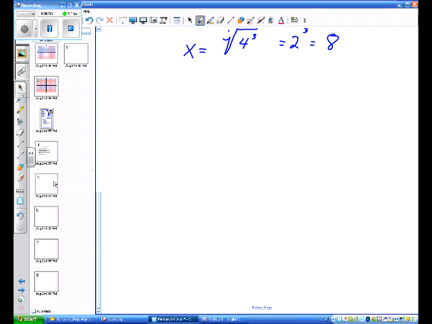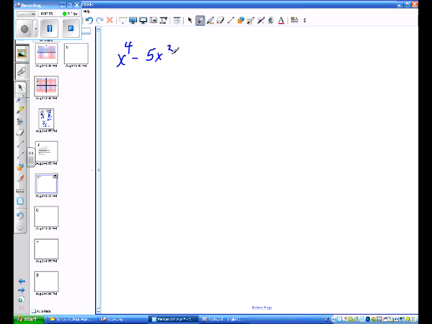Okay, we also want to look at solving equations that are in a quadratic form, but they're not quadratics. But they can be written in the form of a quadratic, and we're going to do that with substitution. If we start out with the equation x to the 4th minus 5x squared plus 6 equals 0. Now this is not a quadratic because it's not a second degree equation.